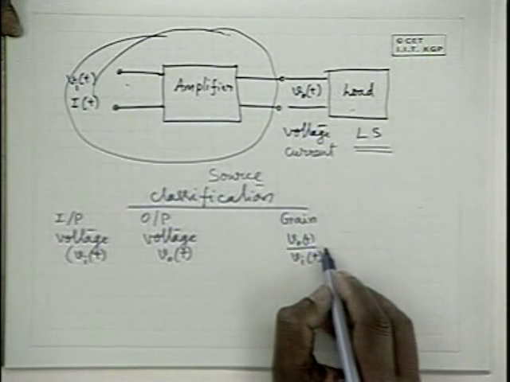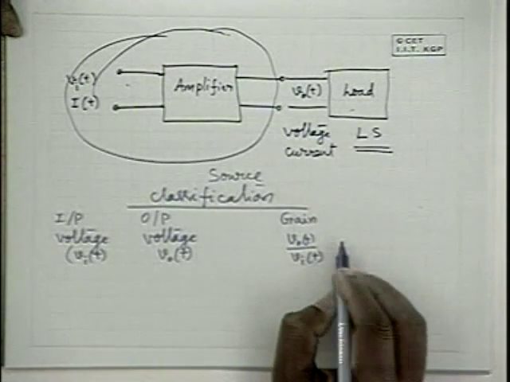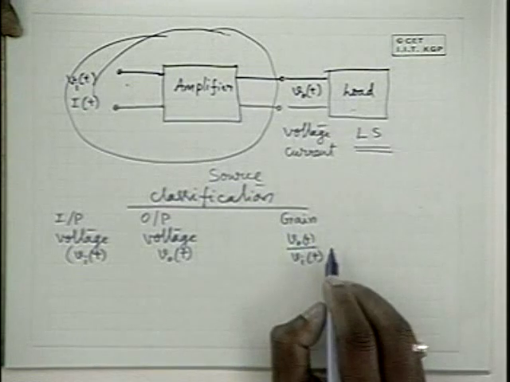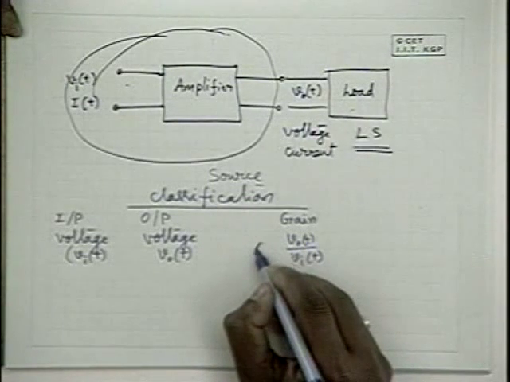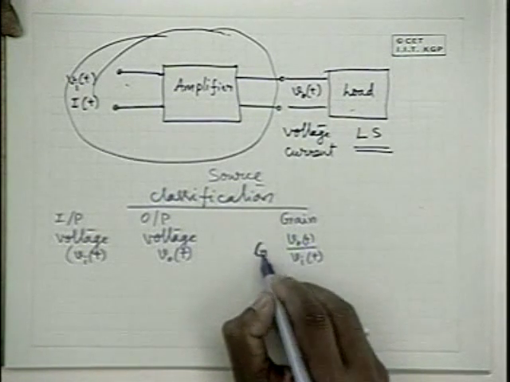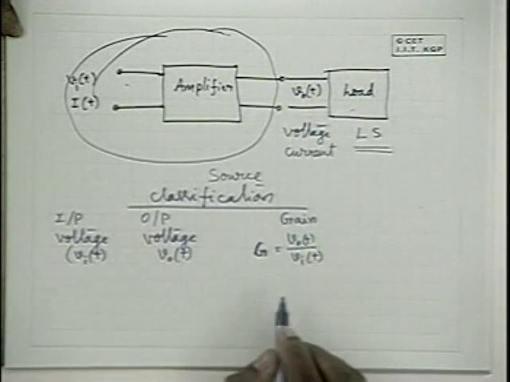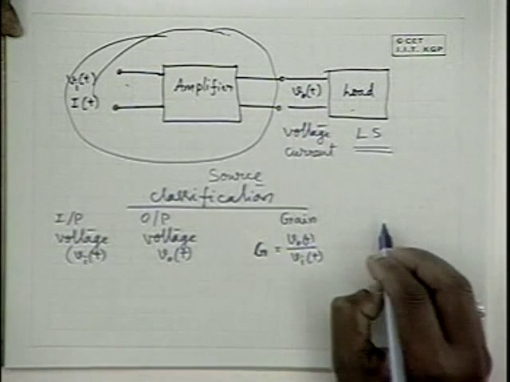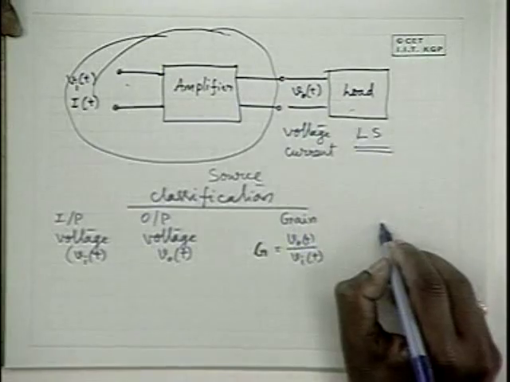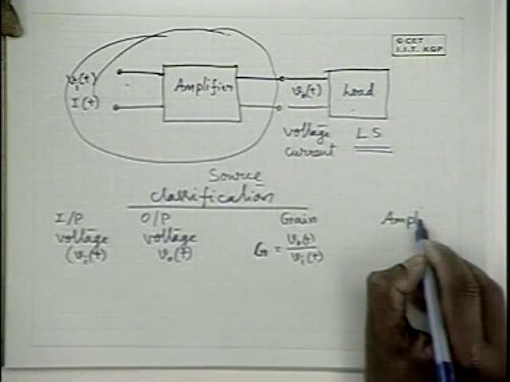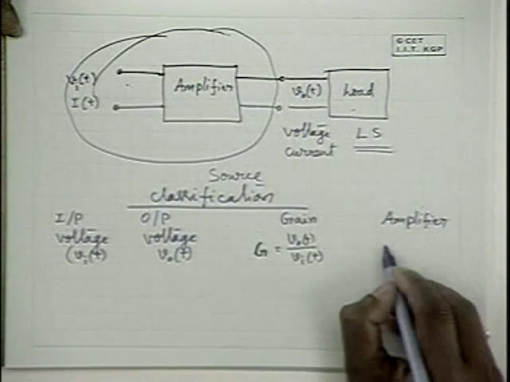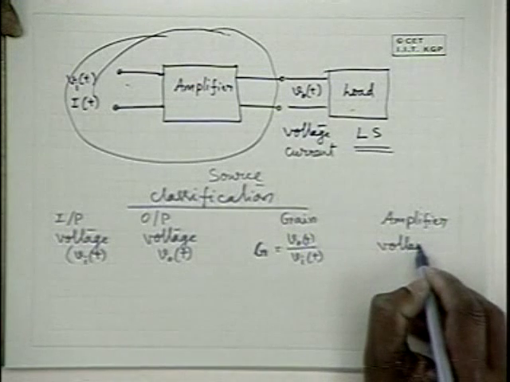And this has no units. So this can be given as G, used as the symbol to indicate gain, and the amplifier type is a voltage amplifier.